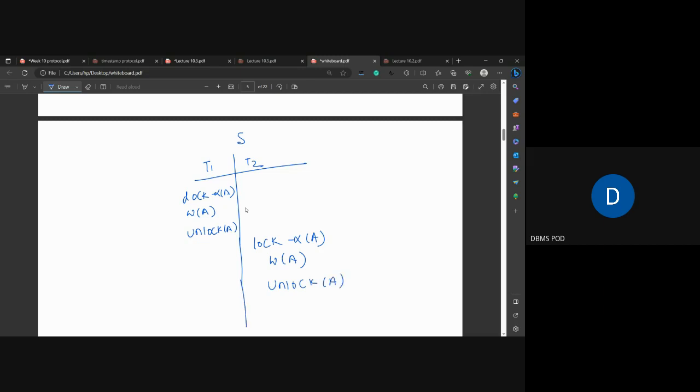Okay, now let's give one example. Suppose schedule S with T1, then T2. Exclusive lock applied on A, then write A, then unlock A. Then again exclusive lock on A, then write A, then unlock A. Then again shared lock applied, then read A, unlock A. So does that follow the locking protocol?